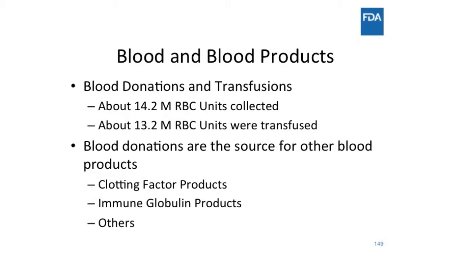In addition, blood donations are also the source for other blood products, as Scott mentioned in his presentation and Maria briefly mentioned in hers. I'm sorry, I guess it was Azadeh who briefly mentioned in hers. Blood donations are the source for immunoglobulin products. They're the source for clotting factor products, and the source for other products as well.